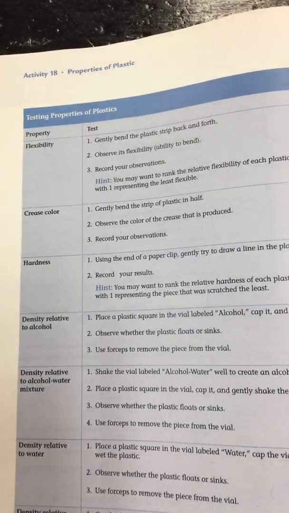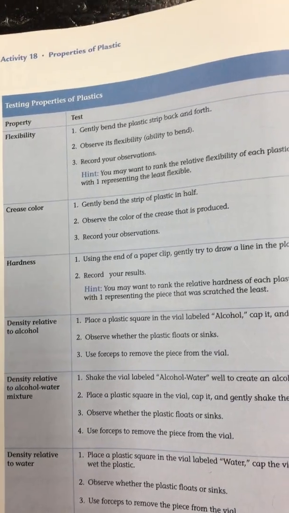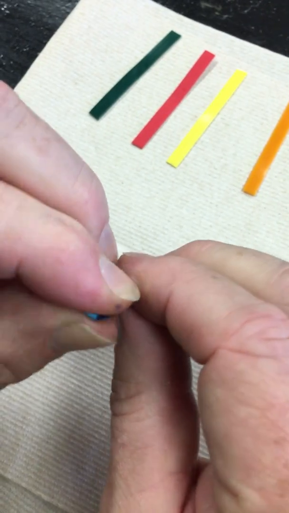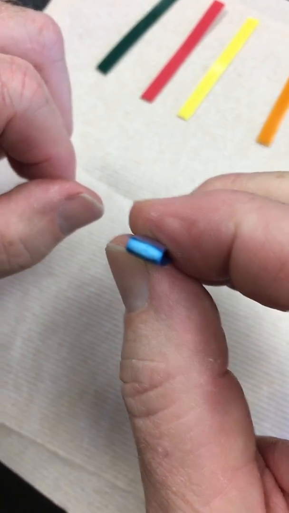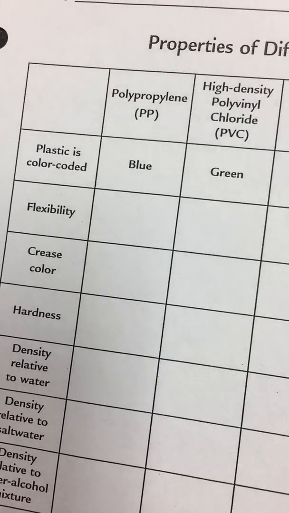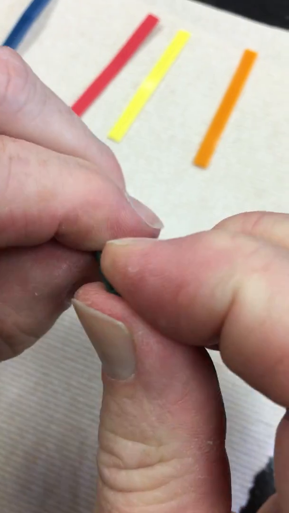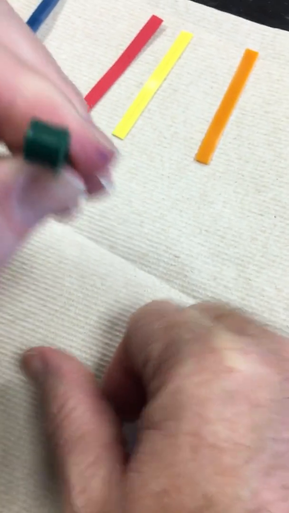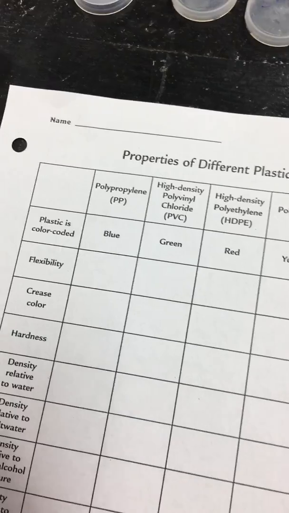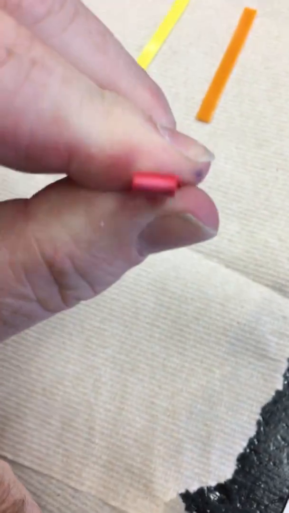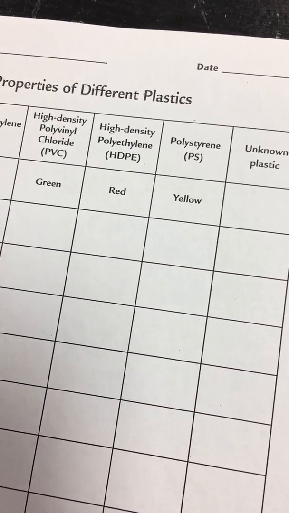Next one we're going to do is the crease color. We are going to bend these in half, and we're going to observe the color of the crease. That is what you are to write on your data sheet. So starting with the blue, the polypropylene. Okay, please record the color of the crease. Next we have our PVC, which is the green. Record the color of the crease, the red, and last, the yellow.